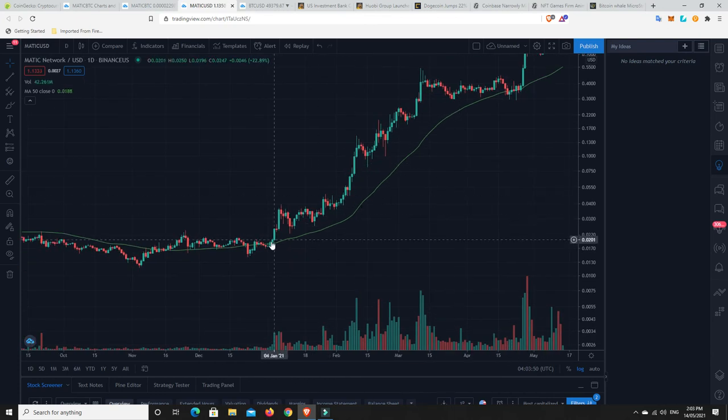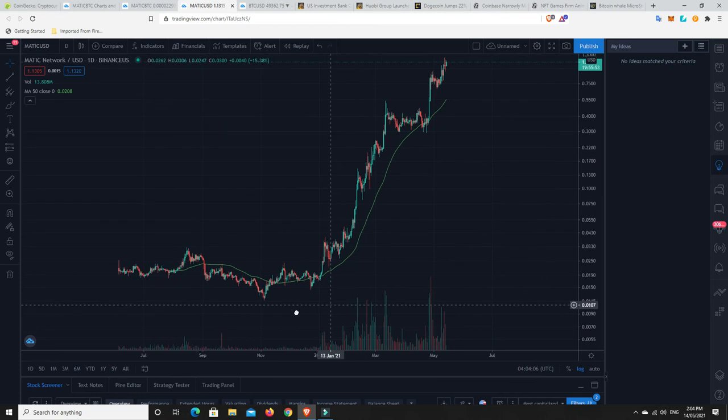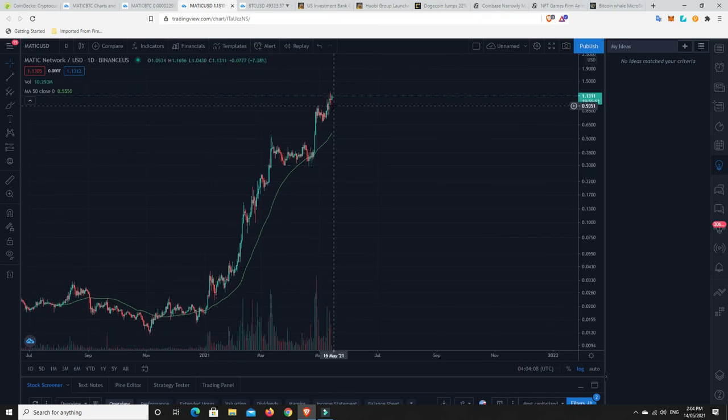But look what it does when it starts to rally. I mean, it just grows and grows and grows. Then it goes sideways. Basically waits for the 50-day moving average to catch up. It's done this a few times. Goes up, 50-day moving average. Goes up, 50-day moving average. We don't have a lot of price history for Matic because it hasn't been around that long. And just goes on a rise.